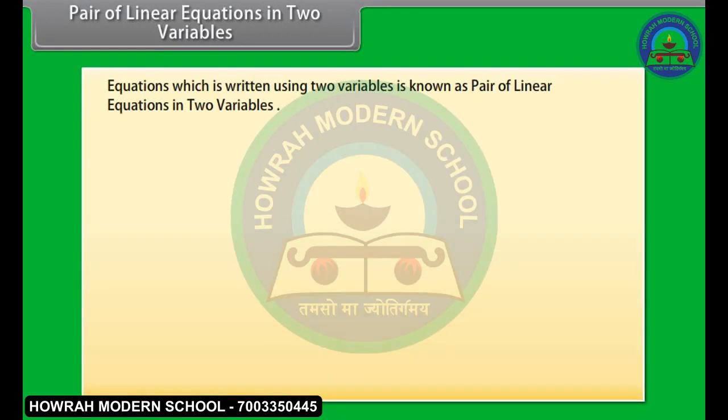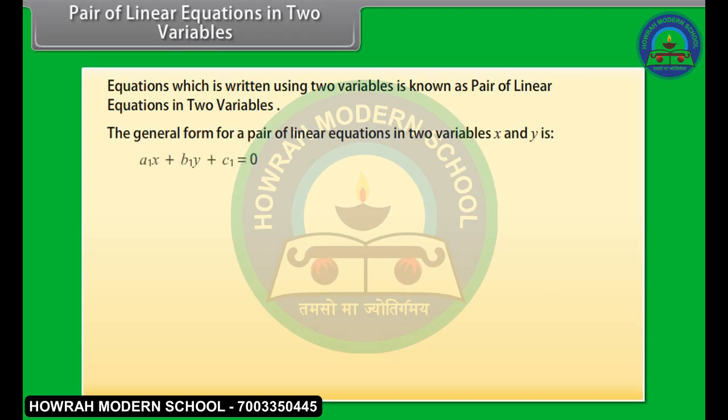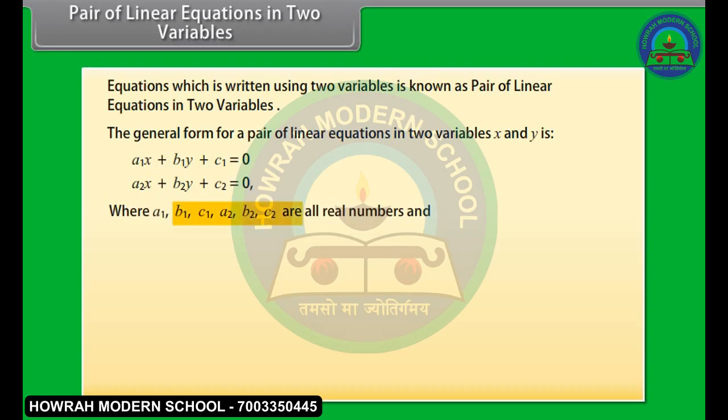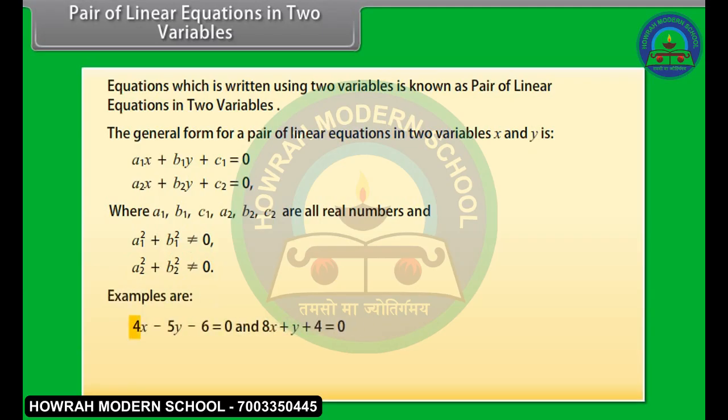Pair of linear equations in two variables. Equations which are written using two variables are known as a pair of linear equations in two variables. The general form for a pair of linear equations in two variables x and y is a1x plus b1y plus c1 equals 0, a2x plus b2y plus c2 equals 0, where a1, b1, c1, a2, b2, c2 are all real numbers and a1 square plus b1 square is not equal to 0, a2 square plus b2 square is not equal to 0. Examples are 4x minus 5y minus 6 equals 0 and 8x plus y plus 4 equals 0. x plus y equals 12 and 7 equals y.